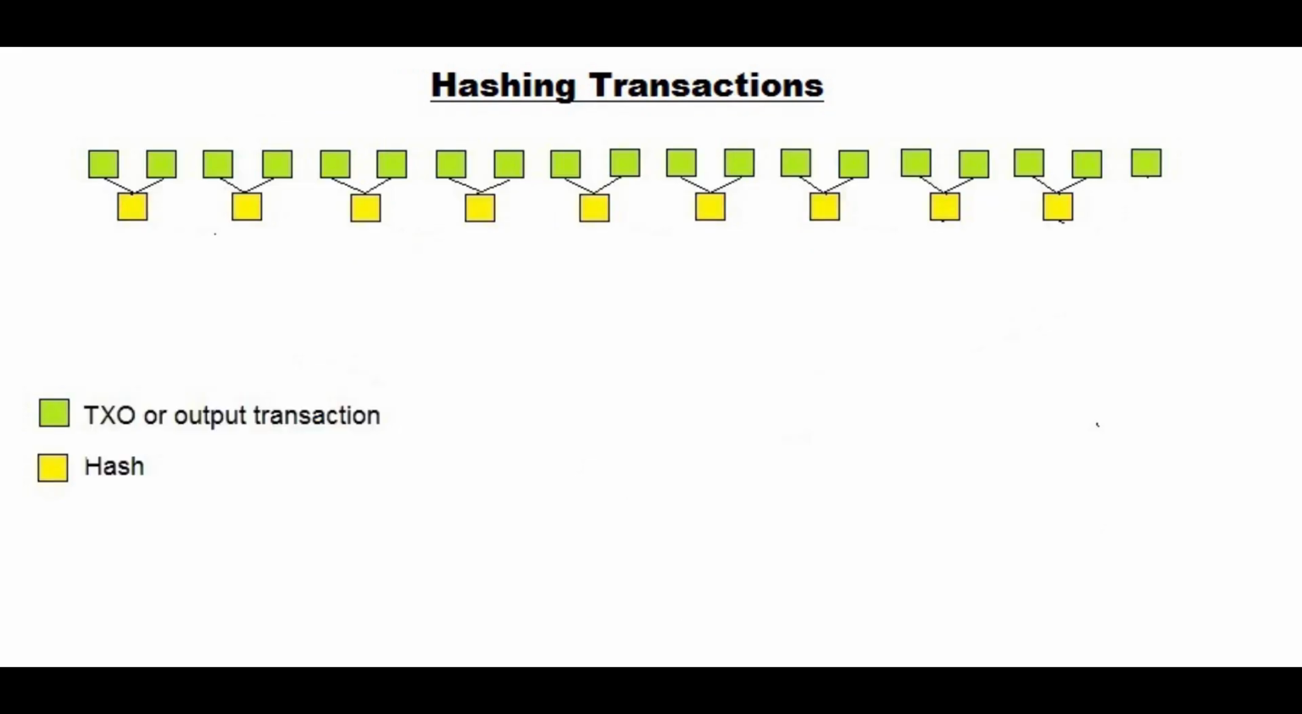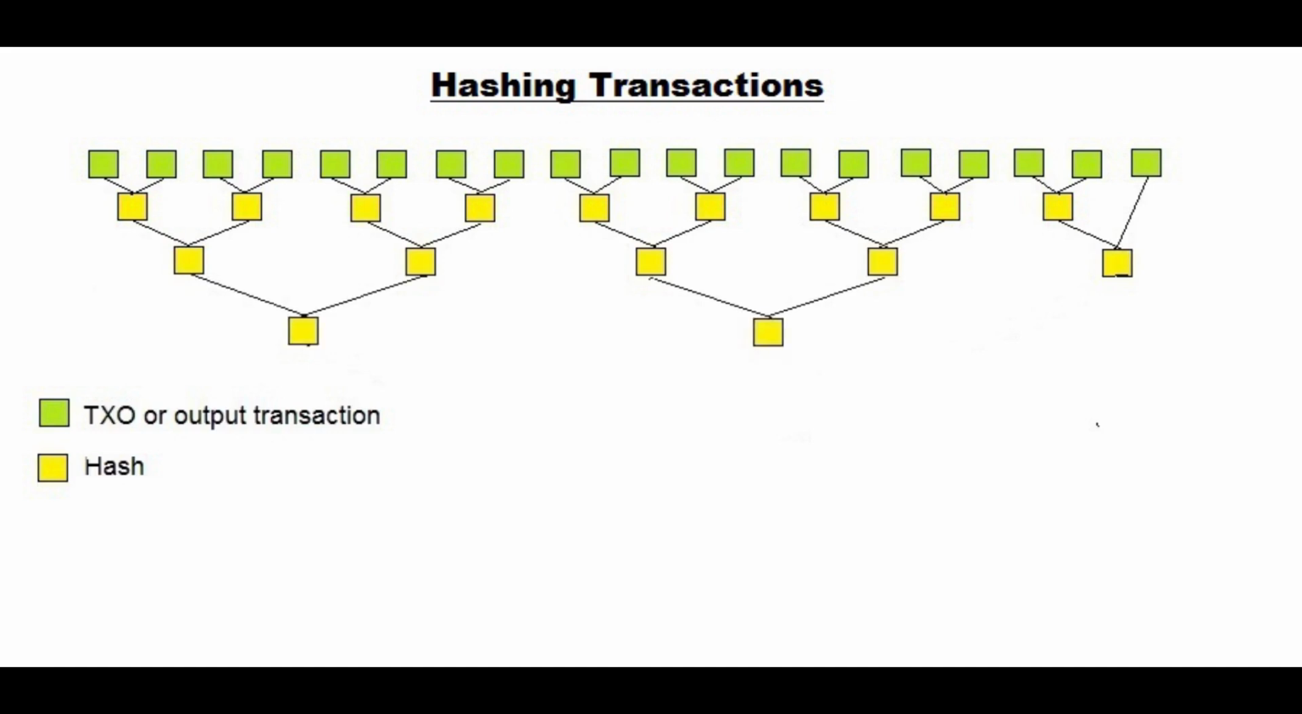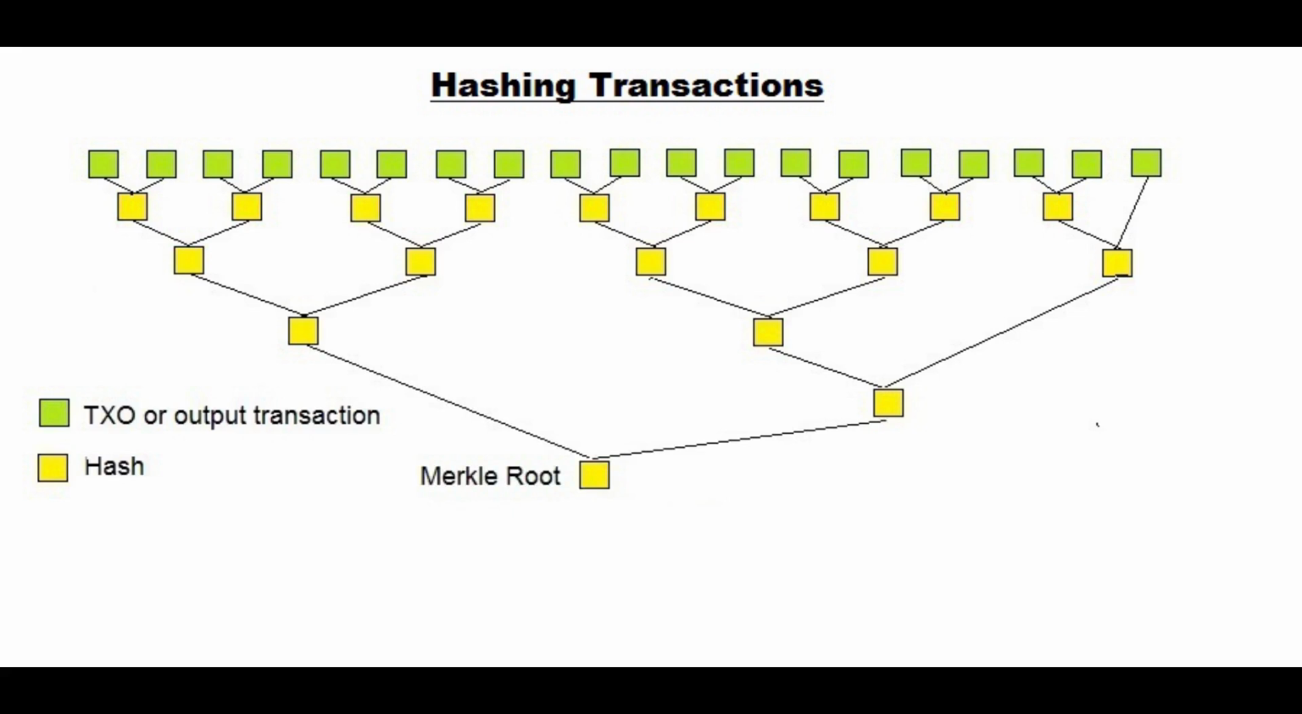TXO are paired and hashed. After which, the hashes are paired and hashed again to produce a further hash. The process of pairing of hashes and hashing them continues until one final hash is derived. This is called the Merkle root. Hashing secures all the transactions. Any attempt to hack into transaction data will invalidate the hash and will be exposed.